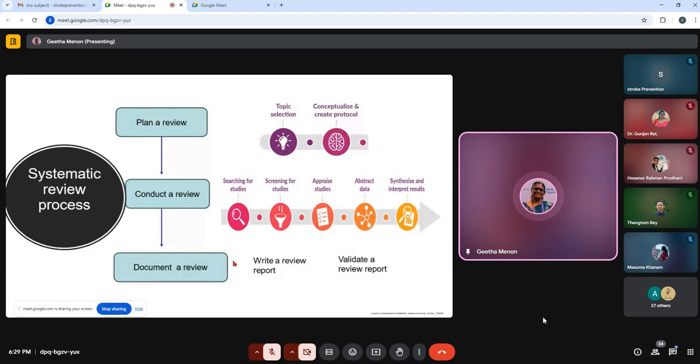We don't stop a systematic review by just conducting a review, but we also try to document the review. We write a review report, we publish the systematic review, and before it is published, the systematic review has to be validated by an external person who's not part of the review process, so that it is validated externally, and then finally the review is published.